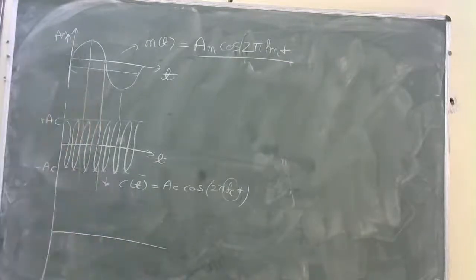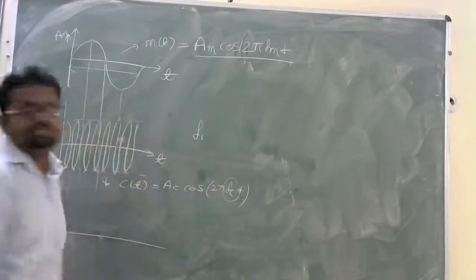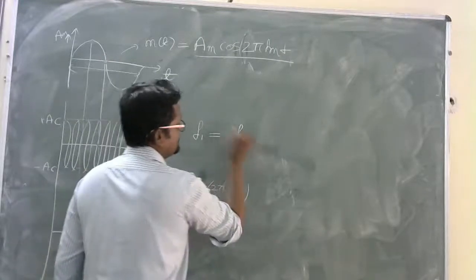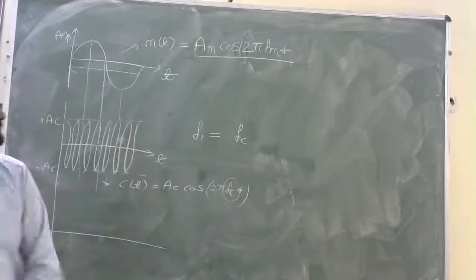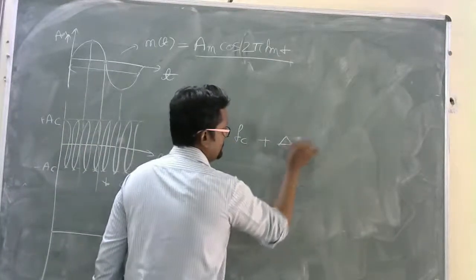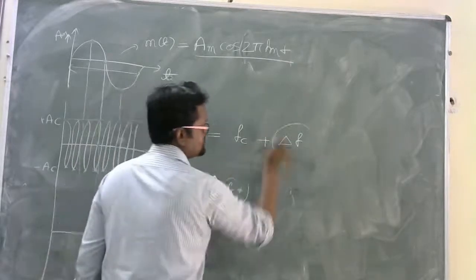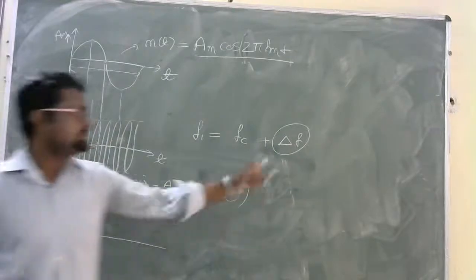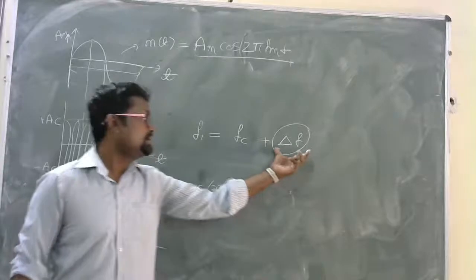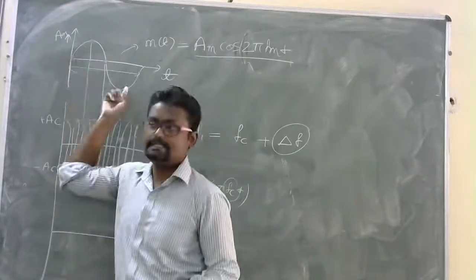Okay, so the instantaneous frequency is represented as fi. Carrier frequency is represented as fc, and the difference between the instantaneous frequency and the carrier frequency is known as frequency deviation. It represents how much our frequency will deviate due to the variation in the modulating signal.